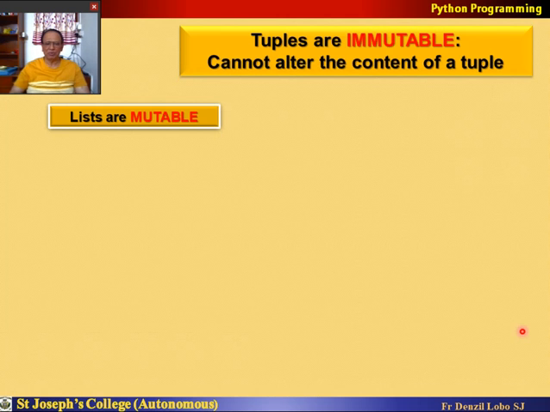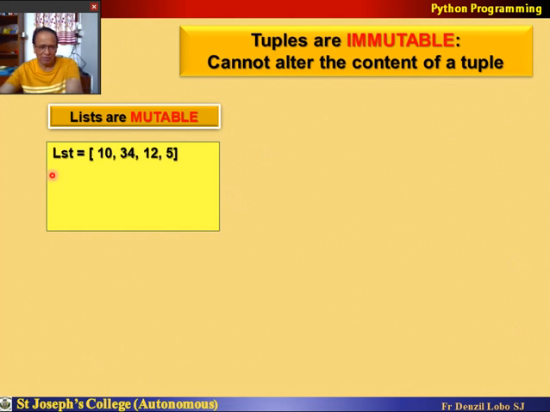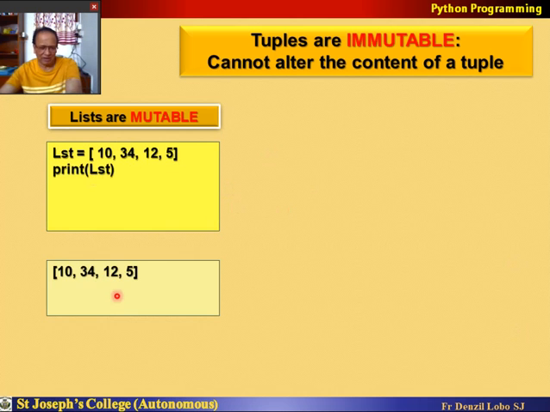Tuples are immutable, whereas lists are mutable. I can change the elements in the list. Let us see, as we have already done, for example, a list 10, 34, 12, 5. So print list, and it prints that value.